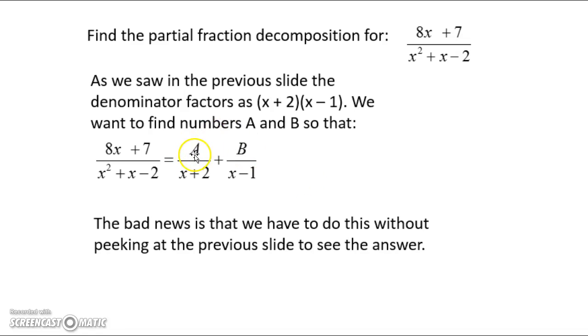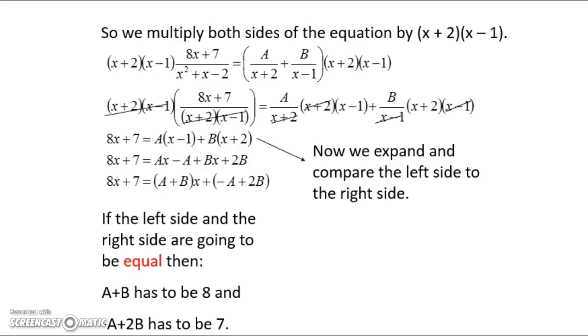And we do use capital A and capital B. That's the notation that is used by all mathematicians. But the bad news is we can't just look back at the previous slide. We've actually got to figure out what A and B were. So here's what that process looks like. We are going to multiply both sides by the denominator so that we just get one equation with no fractions.